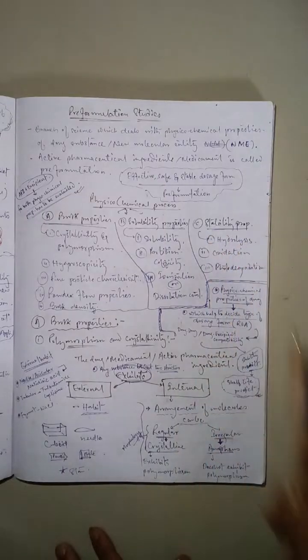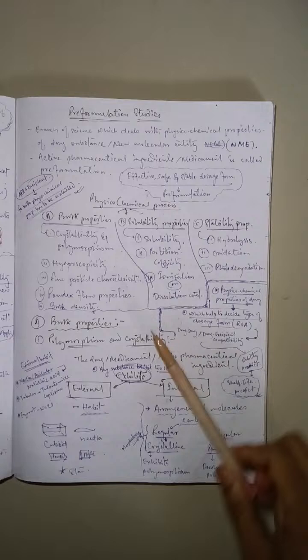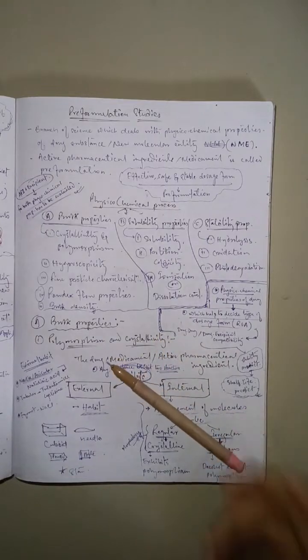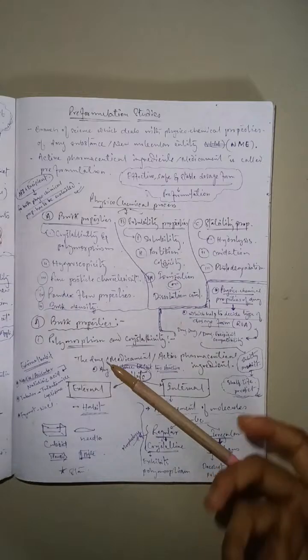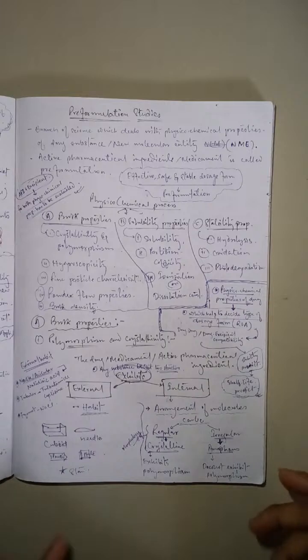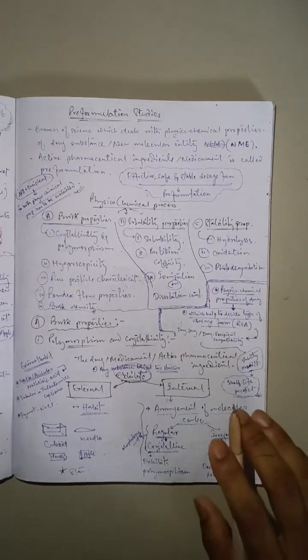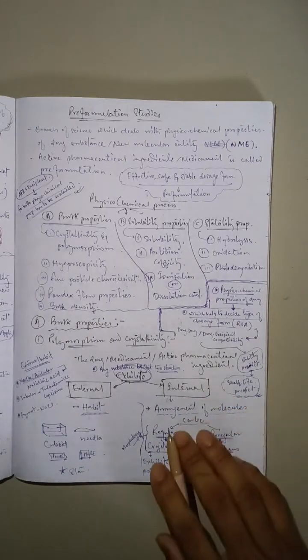Next, stability properties. First of all, what is stability? Stability means how long the substance will remain stable. For example, you are preparing a drug, and it may remain stable for 3 years, 5 years, 7 years, 10 years, like this. In general, most medicines have a 24-month shelf life.